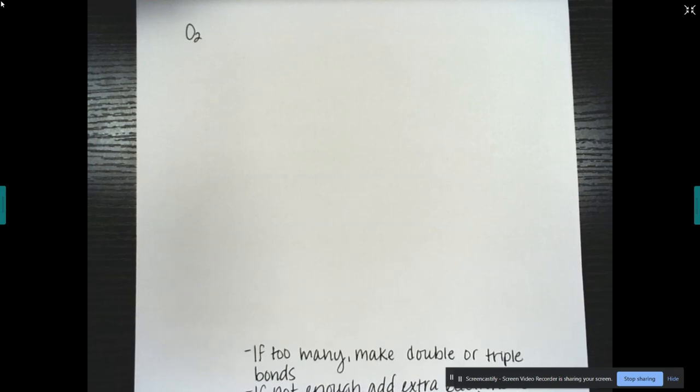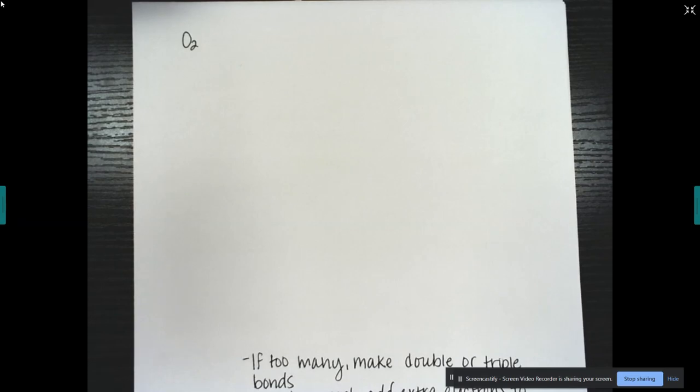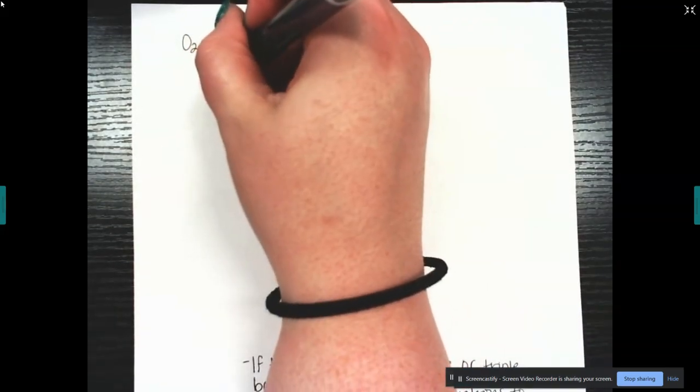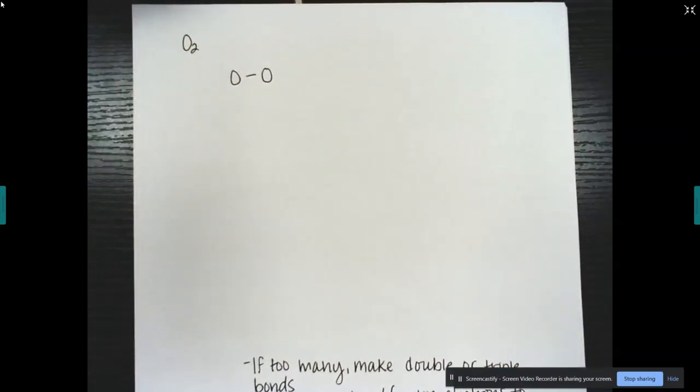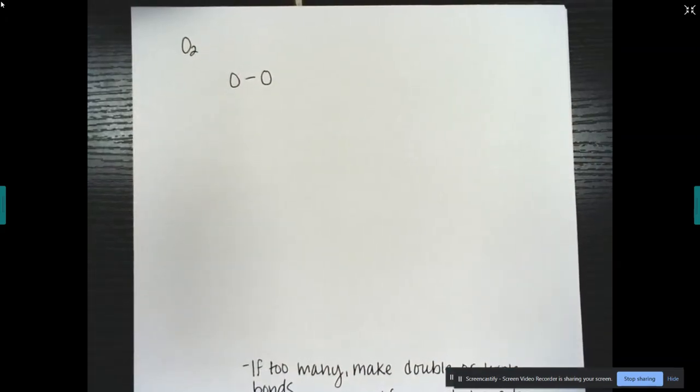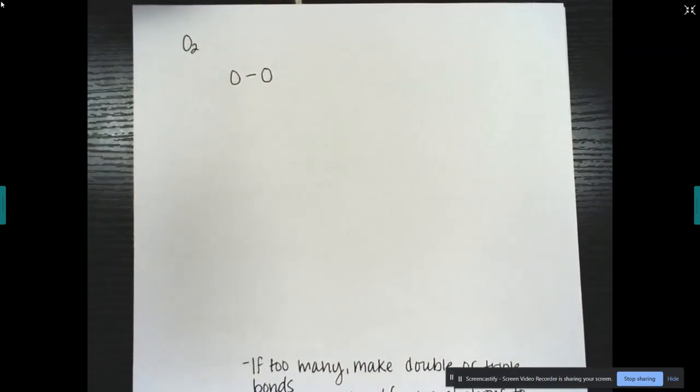Now, if you only have 2 atoms, it doesn't matter which one goes in the middle, okay? So we're going to kind of combine a couple steps for these, and we're just going to put the 2 oxygens next to each other and connect them with a bond, okay? Because if you only have 2 things, there's not really a central atom, all right?